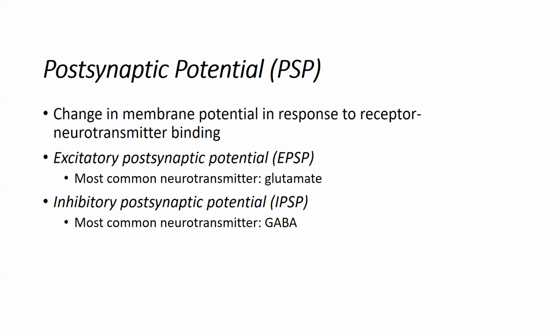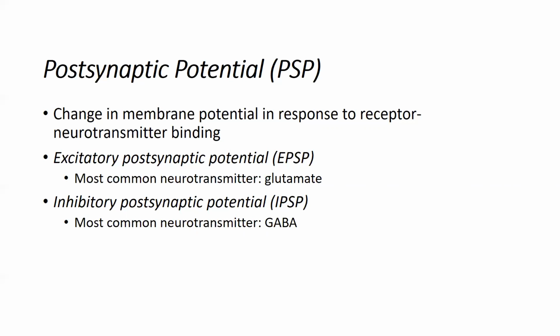Now, excitatory postsynaptic potentials, the most common neurotransmitter is glutamate. And what that means is that when we have glutamate as the neurotransmitter, we typically open up what type of channels? What type of channels are excitatory? Sodium and calcium. So if we have glutamate as the neurotransmitter, we will likely open up sodium and calcium channels.